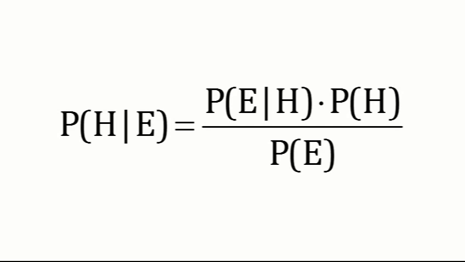Bayes' theorem says that the probability of the hypothesis, given the evidence, is equal to the probability of the evidence, given the hypothesis, times the probability of the hypothesis, divided by the probability of the evidence. At first, this seems confusing, but it's very simple. First of all, let's see why it must be true.